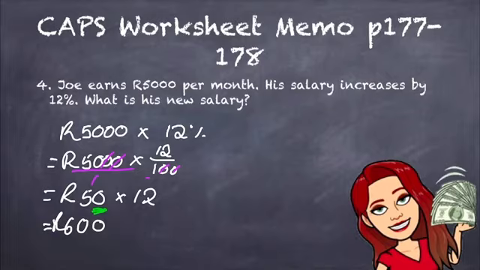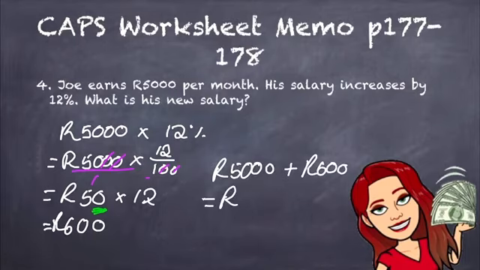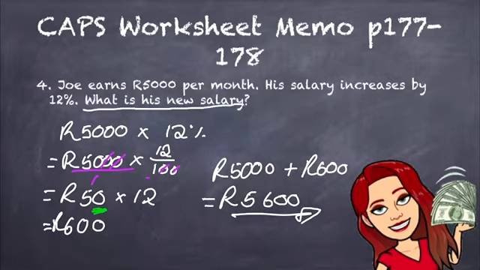They want to know what is his new salary. So I'm going to say 5,000 plus 600 equals 5,600. That is his new salary. He earns 5,600. Remember to read carefully. They asked his new salary.